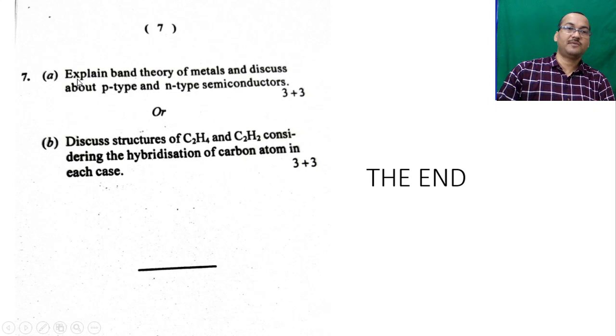Then question number 7, explain band theory of metals and discuss intrinsic, p-type and n-type semiconductors. The next question, discuss the structure of C2H4 and C2H2, ethene and acetylene, considering the hybridization of carbon atom in each case. So this is all about the paper CC-1 for chemistry honors students.